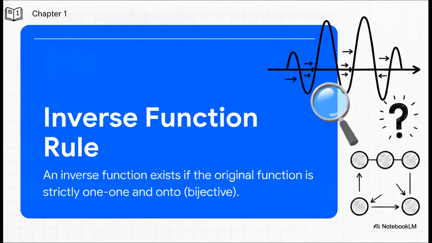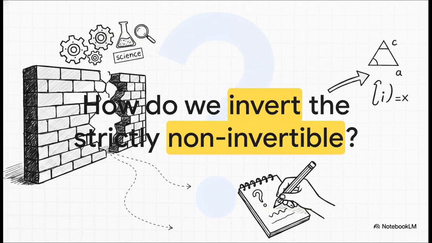But think about a regular sine wave for a second. It just oscillates up and down, hitting the exact same y values over and over again out to infinity. Because it repeats, it wildly violates the one-one rule. So, over their natural domains, trigonometric functions simply cannot have inverses. Which brings us to this massive, dramatic roadblock. How in the world do we invert the non-invertible? Because science and engineering absolutely need inverse trigonometric functions for things like calculus and integrals. So how do mathematicians get around this fundamental rule?